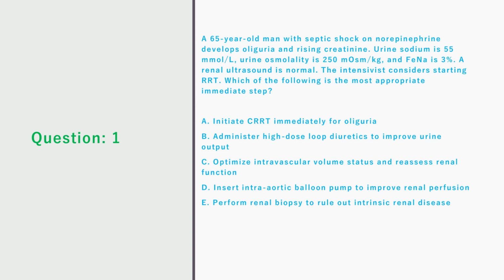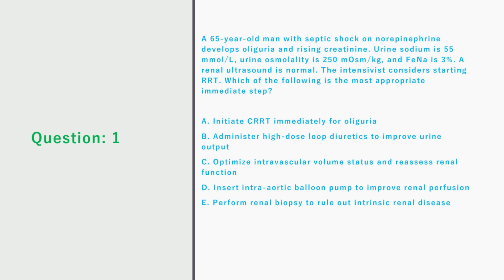Question 1. A 65-year-old man with septic shock on norepinephrine develops oliguria and rising creatinine. Urine sodium is 55 millimole per liter, urine osmolality is 250 milliosmol per kg, and fractional excretion of sodium is 3%. A renal ultrasound is normal. The intensivist considers starting renal replacement therapy. Which of the following is the most appropriate immediate step?